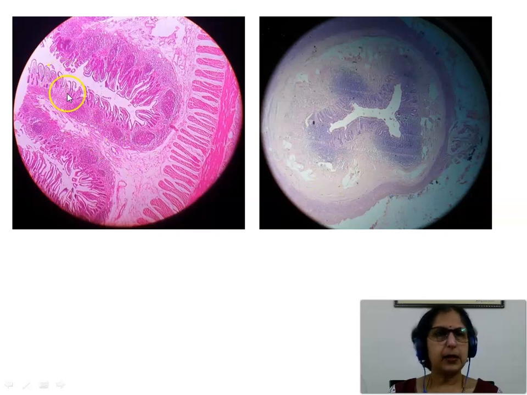Now what we see here are the villi which are seen along the luminal surface, and what we see here are the mucosal folds. While lymphoid aggregates are seen in the lamina propria here only along the anti-mesenteric border, whereas in the appendix they are seen all along the circumference of the wall in the lamina propria.